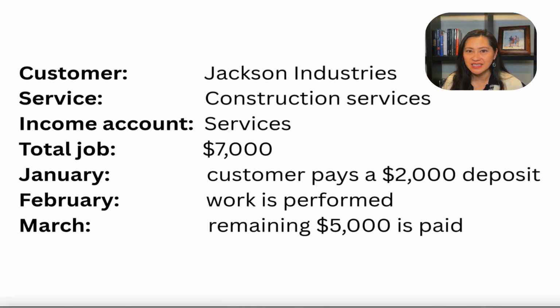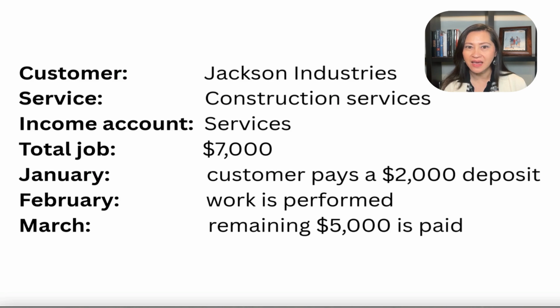So here's our example. The customer is Jackson Industries. The service we're selling is construction services. The income account we're going to point it to is services income. The total job is $7,000. The customer pays a $2,000 deposit in January. The work is performed in February, and the remaining $5,000 is paid in March.